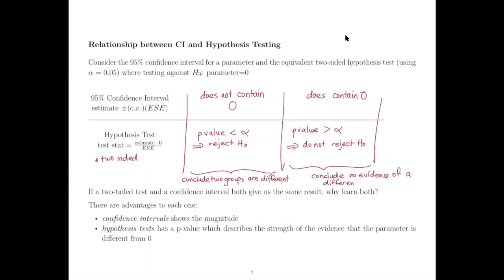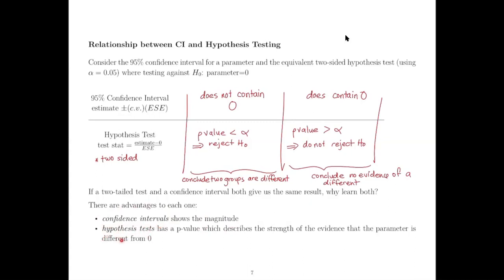So again, we have sort of two different processes for different reasons. Confidence intervals are particularly good when we want to show the magnitude of the difference, right? Is the magnitude of the difference really small or really big, right? Confidence intervals are good at that.